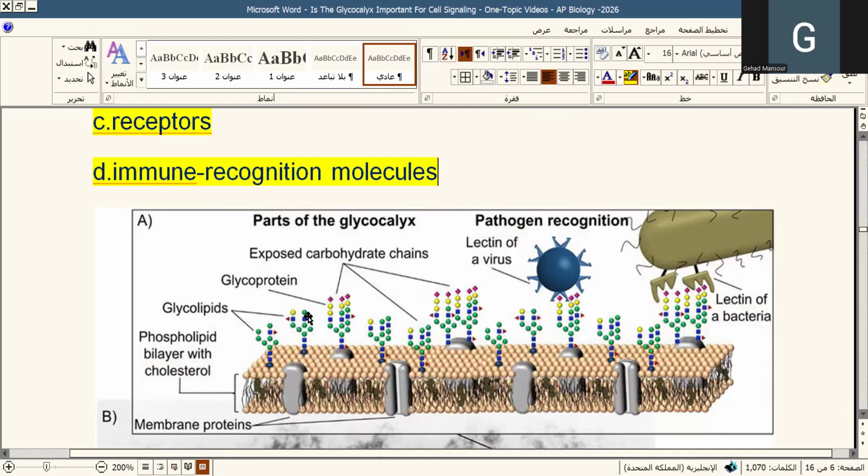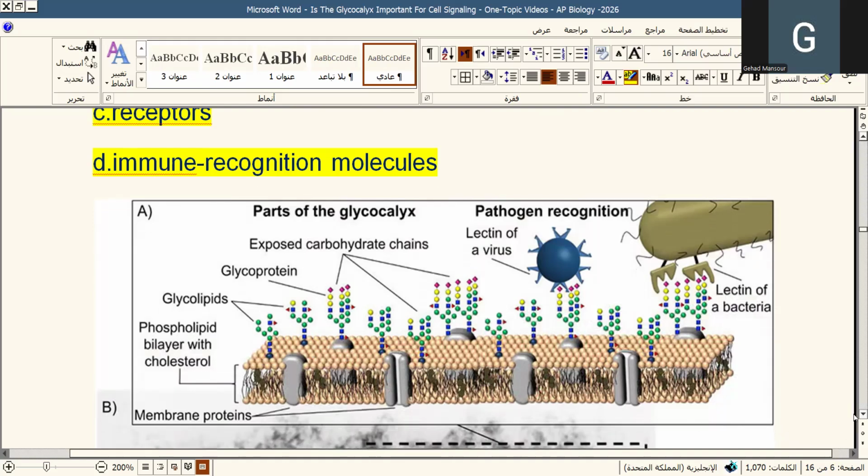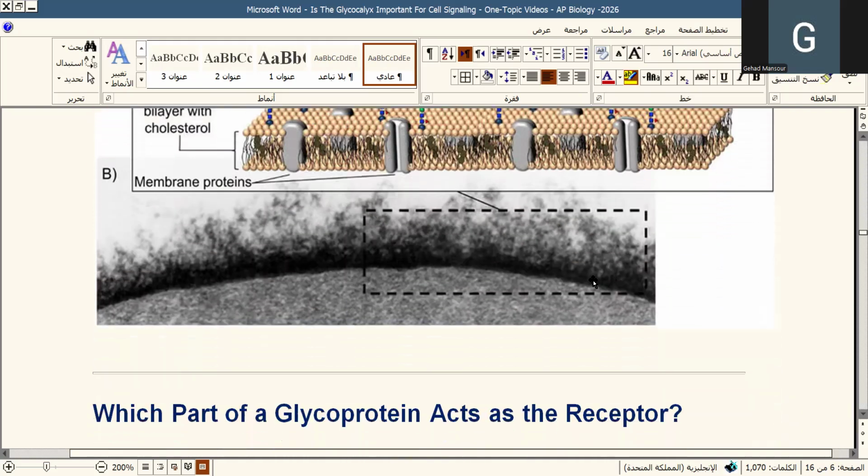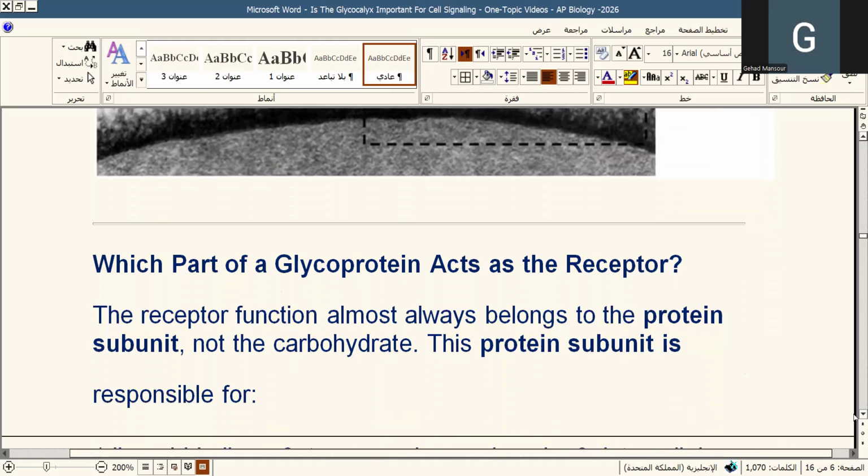You can see glycolipids, where you have an exposed carbohydrate chain that is not connected to a protein molecule. It is connected to a lipid molecule. And this is how we can see the whole thing under the electron microscope.